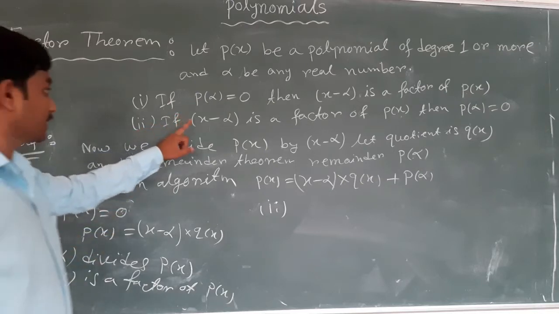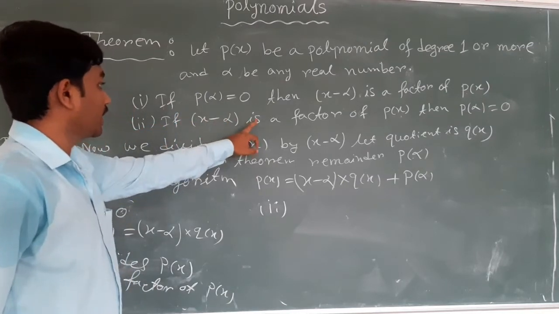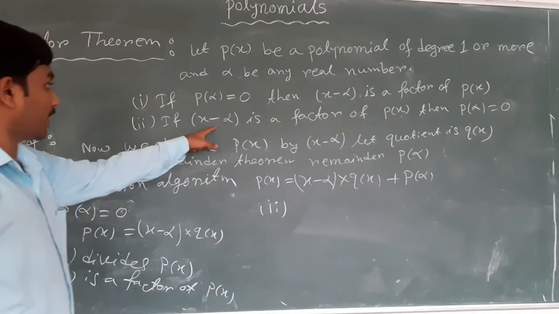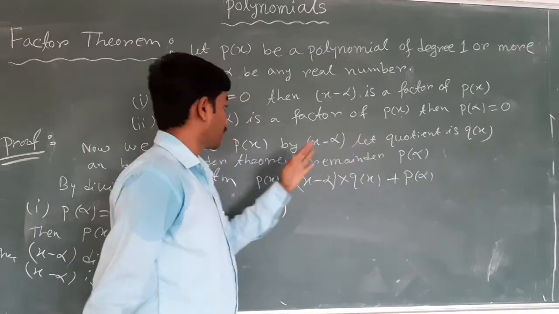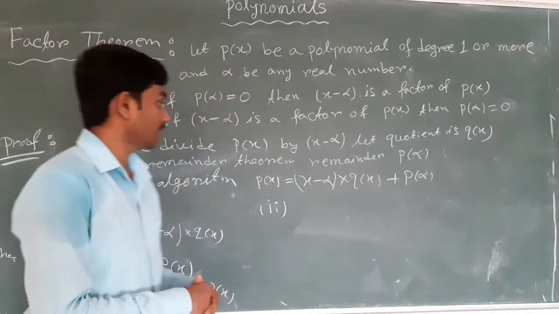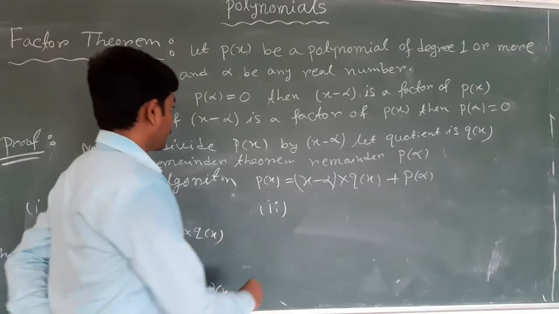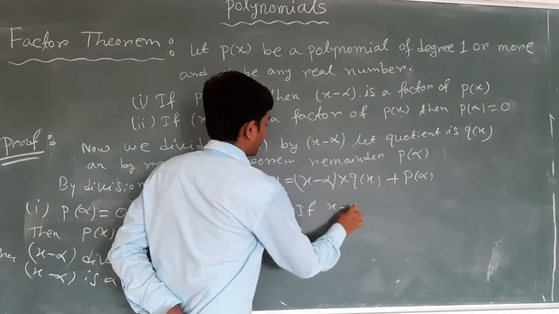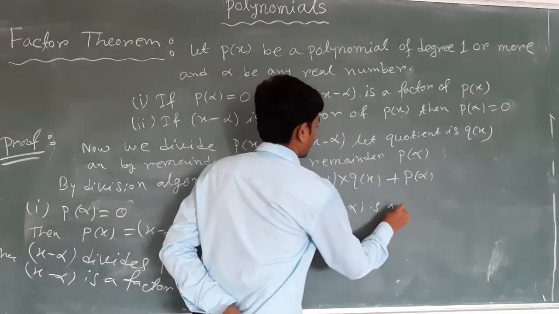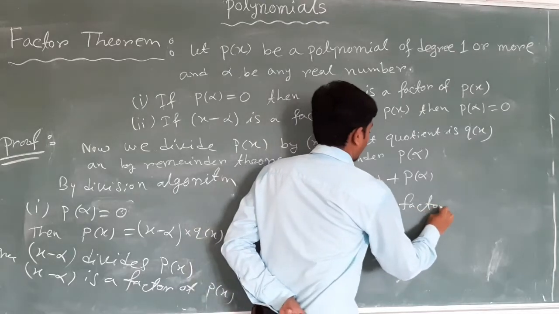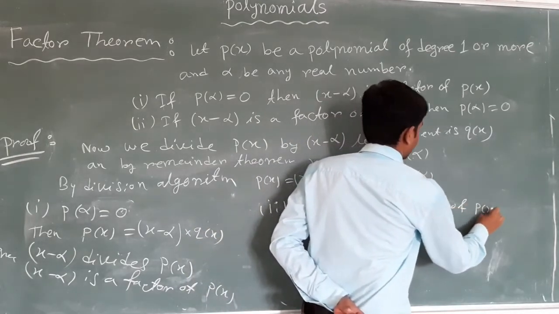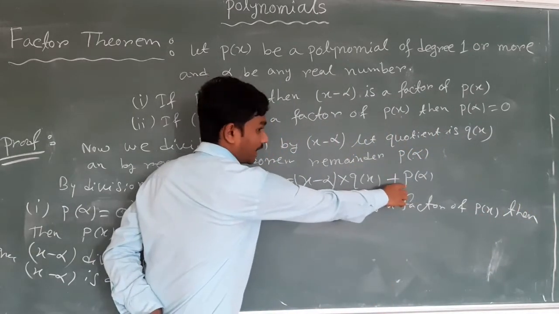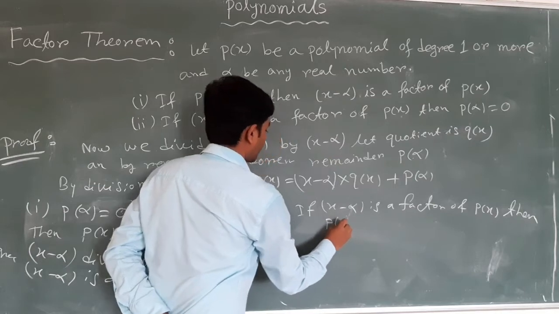Now we prove the second part. In the second part, it is given that x minus alpha is a factor of p(x). That is, x minus alpha divides p(x) completely. The remainder becomes 0 if x minus alpha is a factor of p(x). Which remainder? p(alpha).